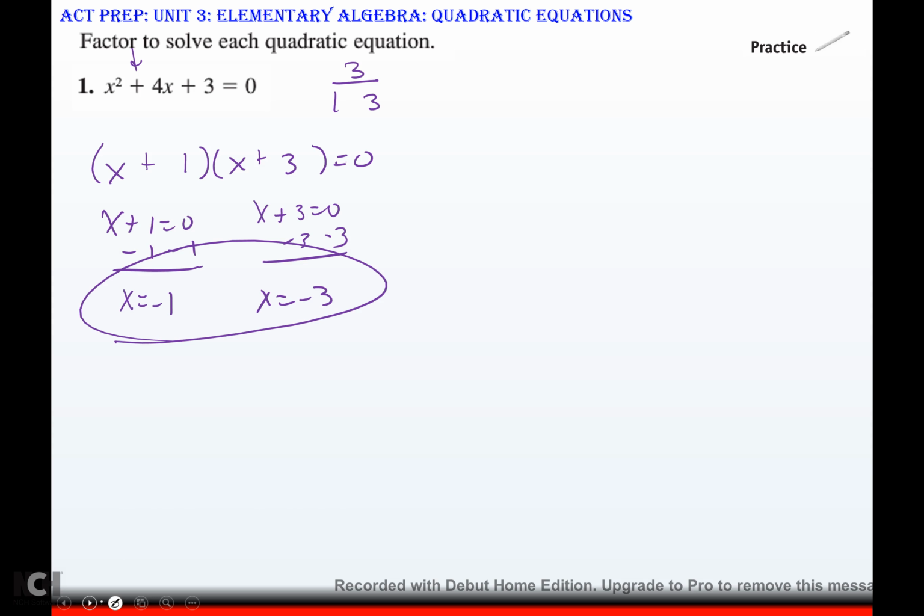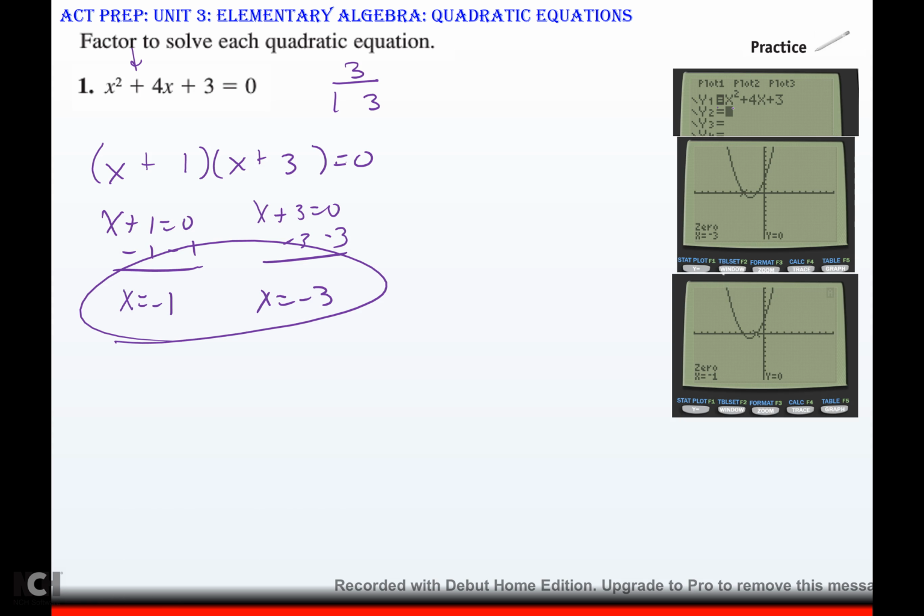I can check it on the calculator. Okay, I typed it in. I did left bound and got negative 3. I did right bound and got negative 1. Not right bound, but left zero, right zero.